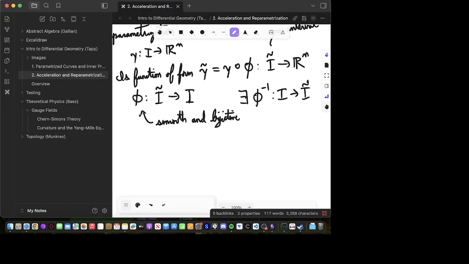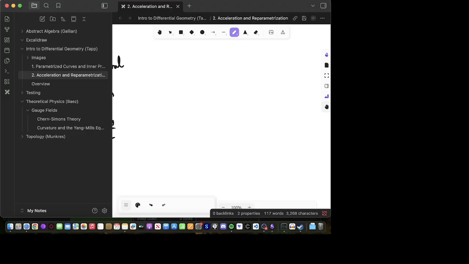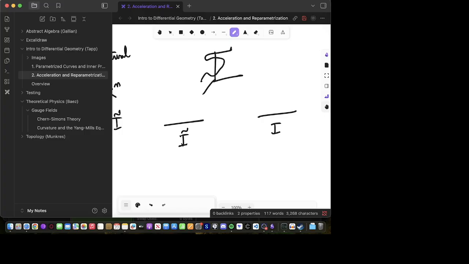Anyways, so we can think of this as a sort of, let's say we have two intervals, like so, and we have a curve like that. This is our normal gamma. It takes us from I to, let's make this Rn. It takes us from I to Rn.